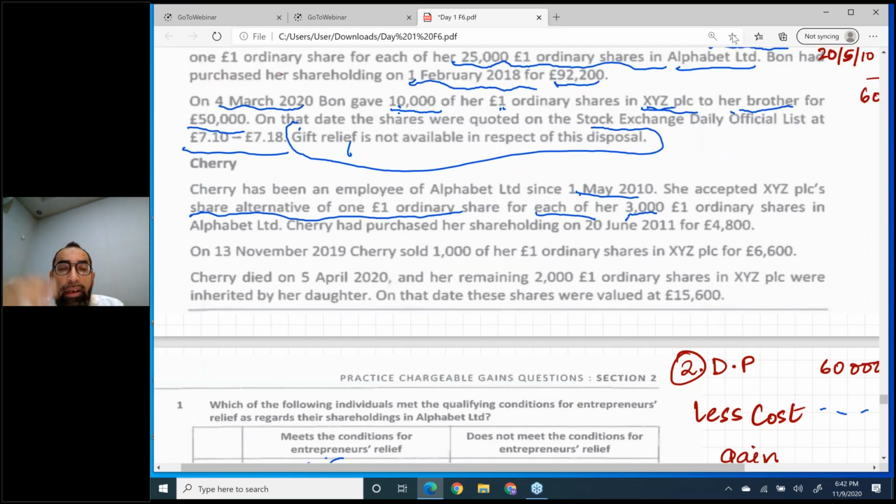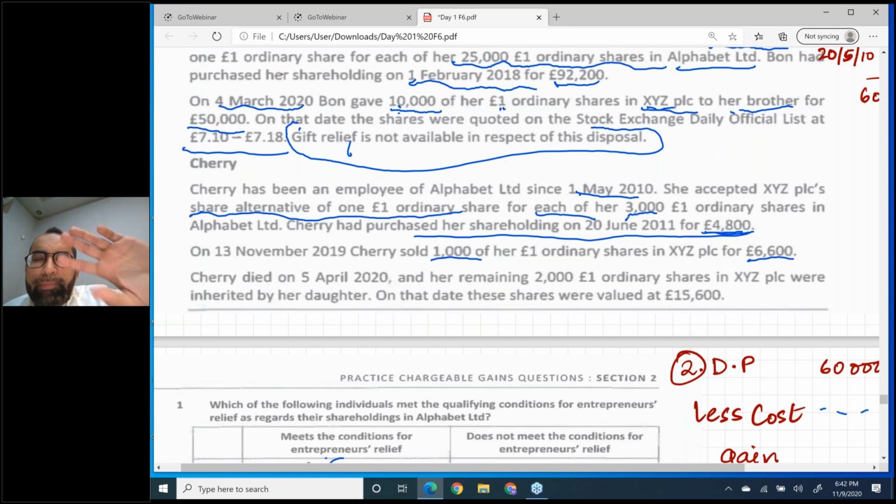Now what Cherry has done: Cherry gave away her old 3,000 Alphabet Limited shares, and she got new 3,000 shares of XYZ. What is the cost? 4,800 is the cost. Now just check the turn. On 13 November 2019, Cherry sold 1,000 of her ordinary shares in XYZ for 6,600. Out of these 3,000, she sold 1,000 shares. Now open your eyes.